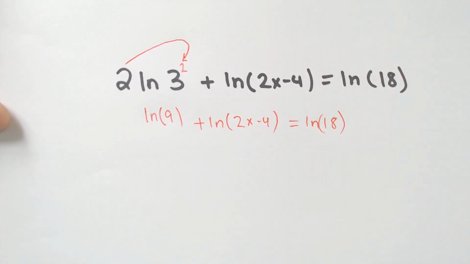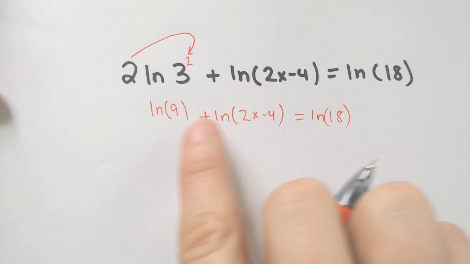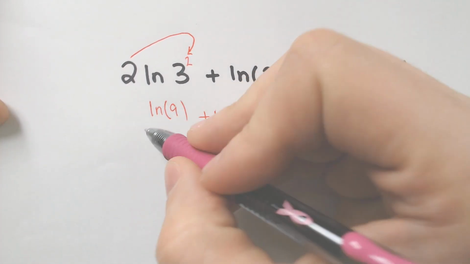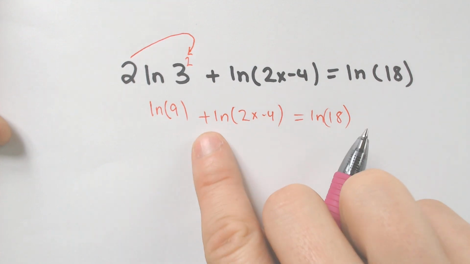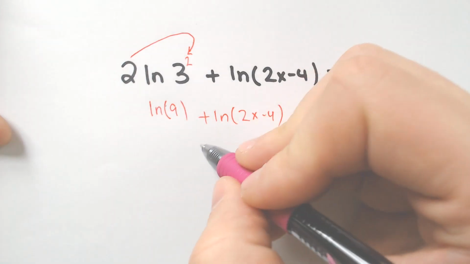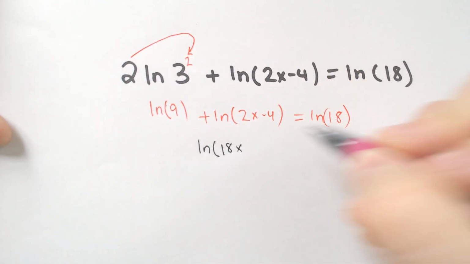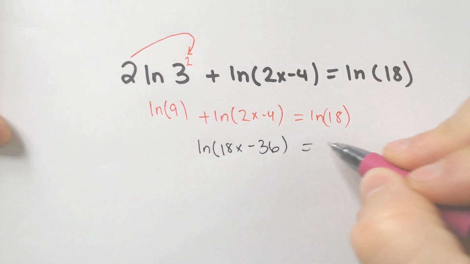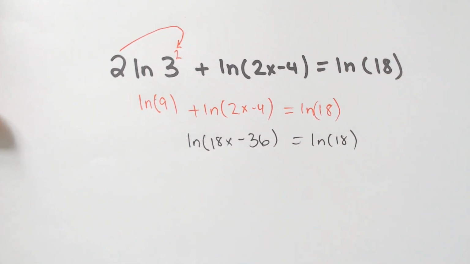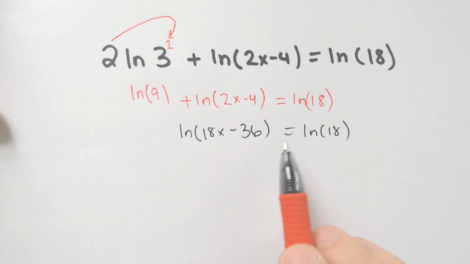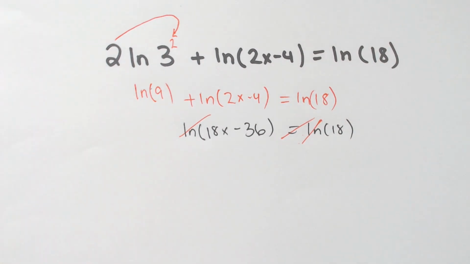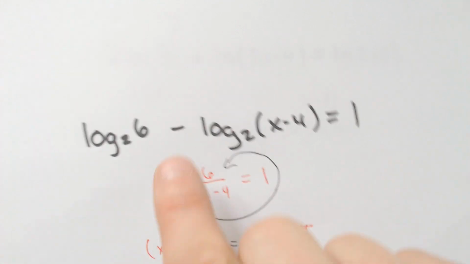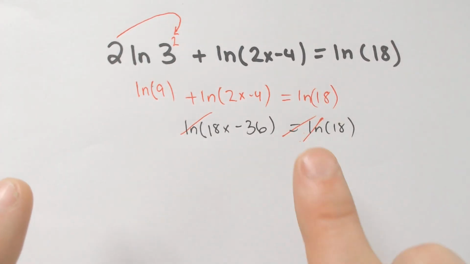Now the ln's will cancel out, but not until you've combined these. If you cancel them out here, you might end up adding the 9 and the 2x minus 4, but in fact, with the plus in between, unlike what we just had where there was a minus in between, you multiply. So we're going to multiply the 9 in both of these, getting the ln of 18x minus 36 is equal to the ln of 18. From here, because there's ln's on both sides, or logs on both sides, they cancel out. If there's a log on one side, you have to swish it around. If there's logs on both sides, they cancel out.